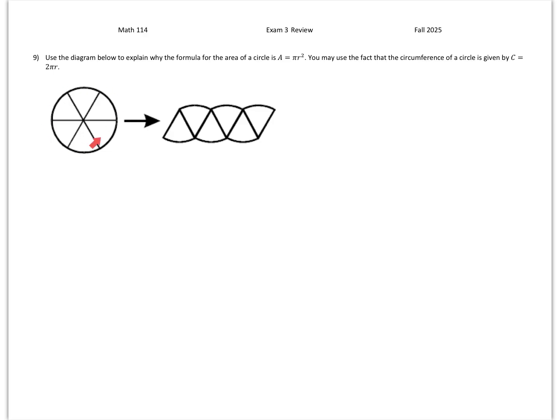Okay, so here I have a circle and I cut it into 6 equal slices and I rearranged those slices into something that looks rectangular. It's not exactly a rectangle, but it looks somewhat rectangular. And if I view this as a rectangle, this distance here is approximately the radius of the circle.